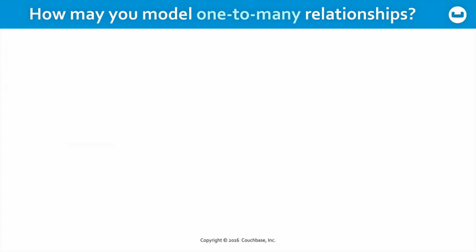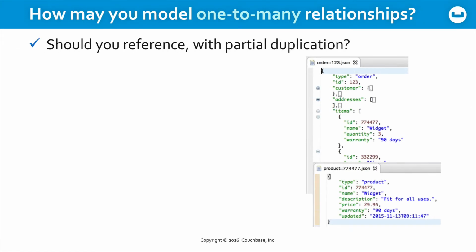How then would you go about modeling one-to-many relationships? By reference with partial duplication. Do you want to denormalize? Do you feel like relaxing a bit?